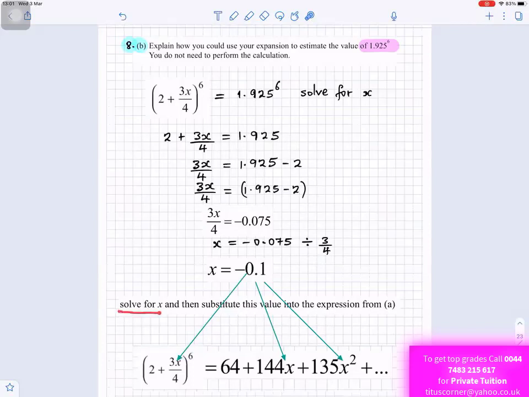So you solve for x and then substitute this value into the expression from part A. If we were to perform the calculation, x is minus 0.1, so wherever we see x, we put minus 0.1. And that's why they say explain. We just explain that we will substitute x to be minus 0.1 and then solve it, but they say we shouldn't do the calculation.